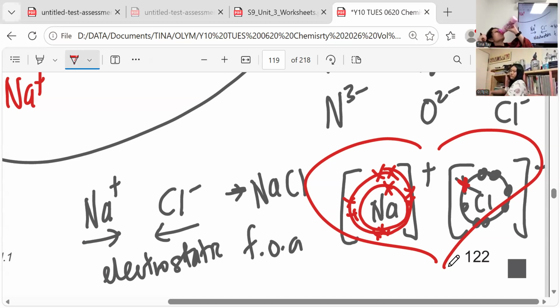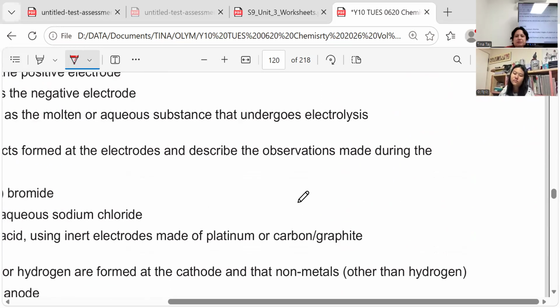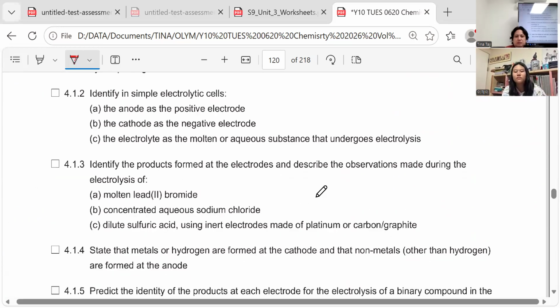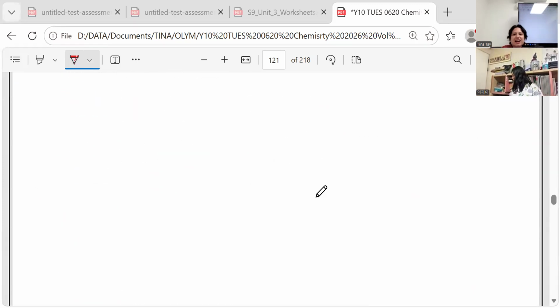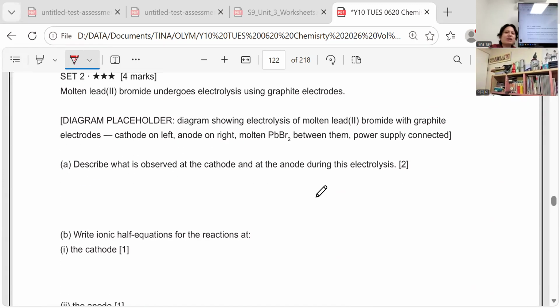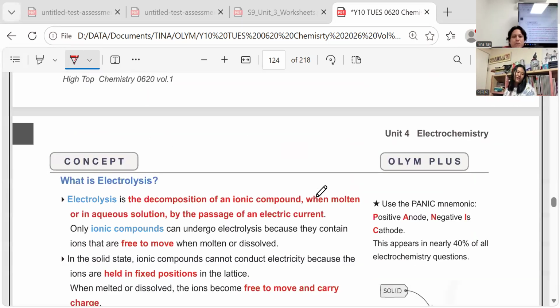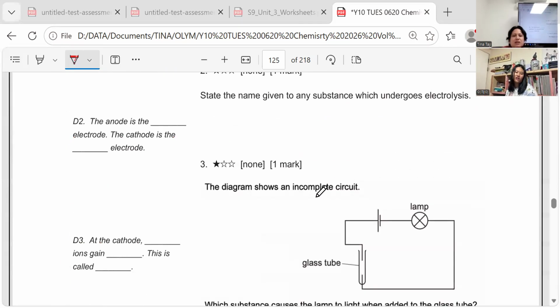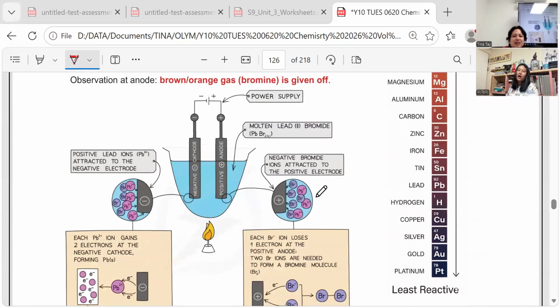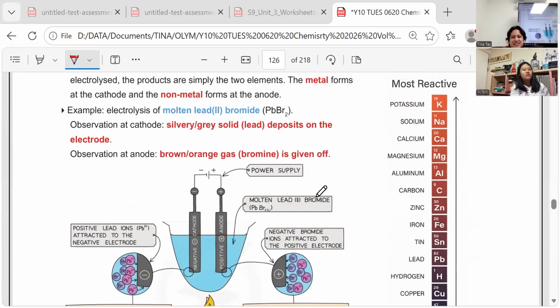First of all, ionic compound can only conduct electricity in what state? It can only conduct electricity when it's in what state? Molten or aqueous.